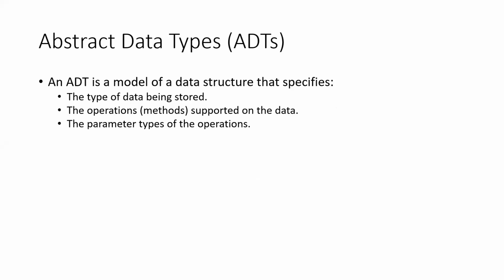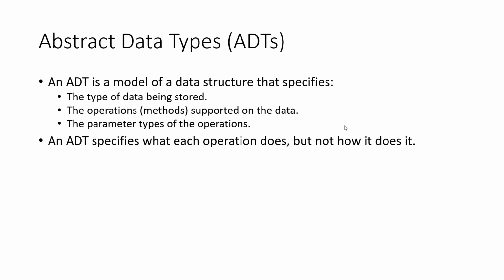So an ADT is a model of a data structure that specifies some things. It specifies the type of data that is being stored. It specifies the operations that are supported on that data. And we call these operations methods in Java. And then in addition, the ADT specifies the parameter types of the operations. However, the ADT specifies what each operation does, but not how it does it.